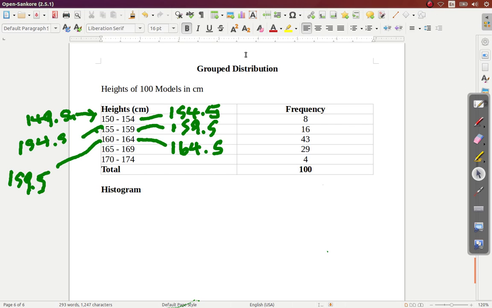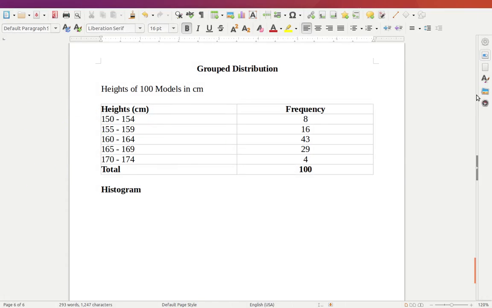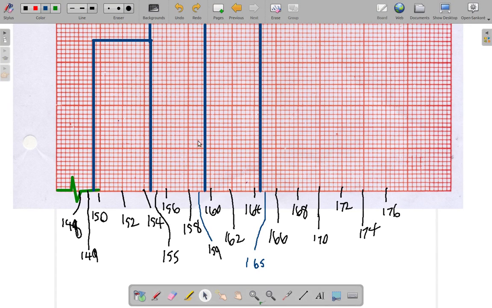Alright, so that's the idea behind not starting your bar at 150 but to the left, and not ending your bar at 154 exactly, but just to the right of 154. Alright, so that's the histogram, and making sure of where you start and end your bars.